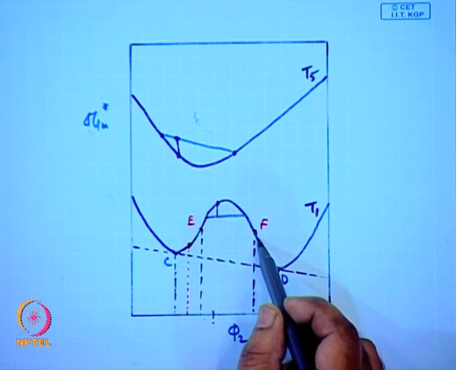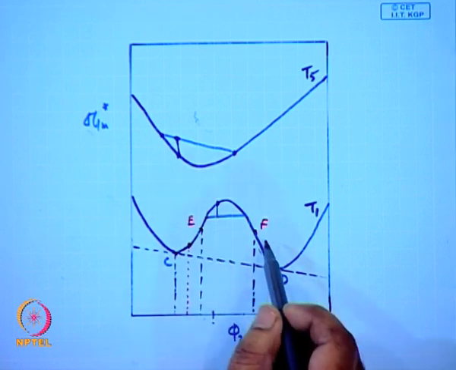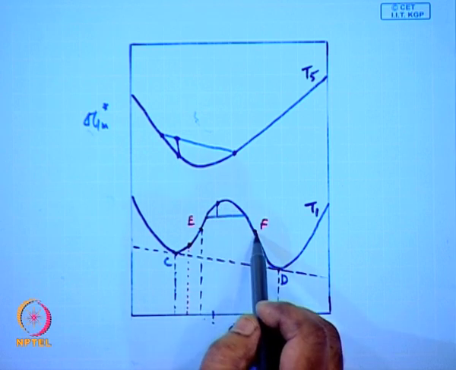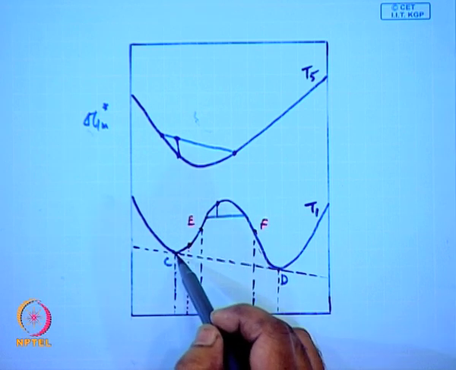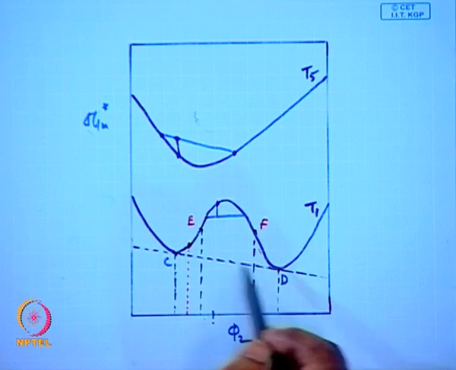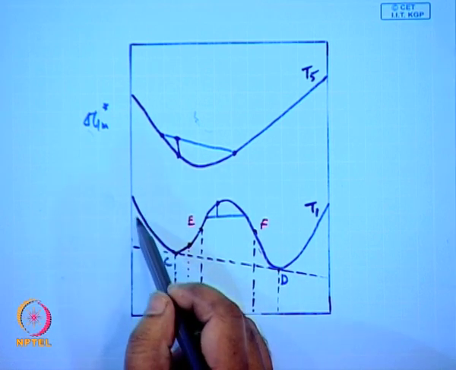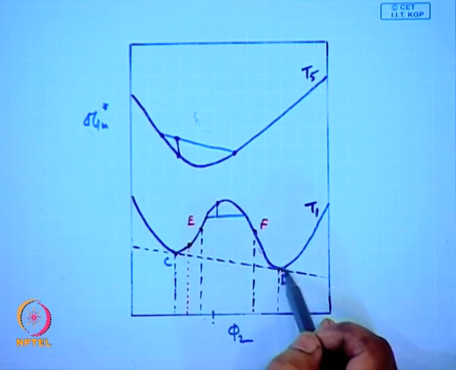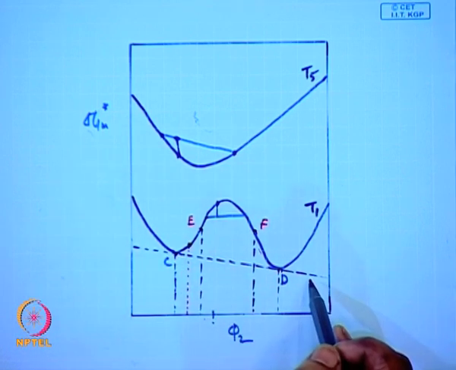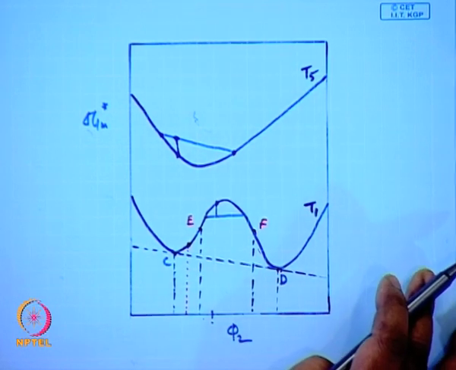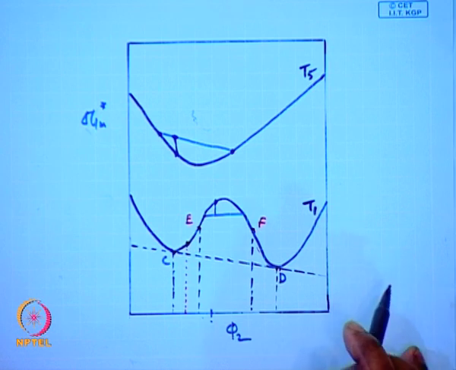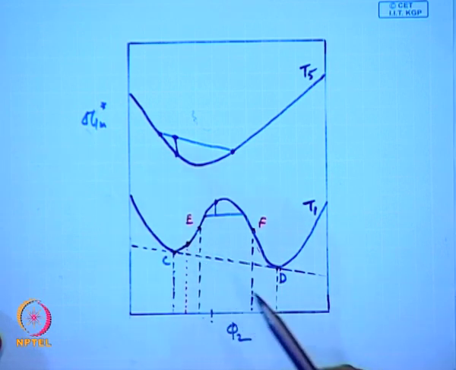So, these regions are metastable, C to E and F to D, and any composition between E and F is completely unstable, which will immediately phase separate into C and D, and any composition between the end and C, and D to the end would be stable. Okay. They will be a clear solution. This is the inflection point. This is the inflection point.